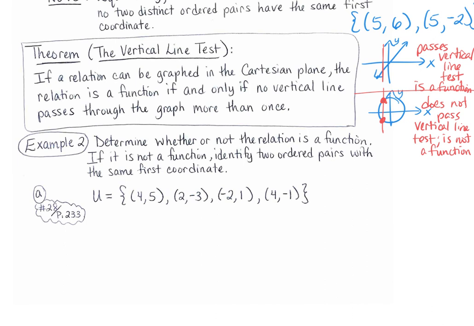Okay, so example 2, part A. Determine whether or not the relation is a function. If it is not a function, identify two ordered pairs with the same first coordinate. So in part A, I've given you U is the set of all ordered pairs (4, 5), (2, -3), (-2, 1), and (4, -1). Determine whether or not this relation is a function. You have 1 minute, discuss it with your neighbors. And if it's not a function, identify two ordered pairs with the same first coordinate.